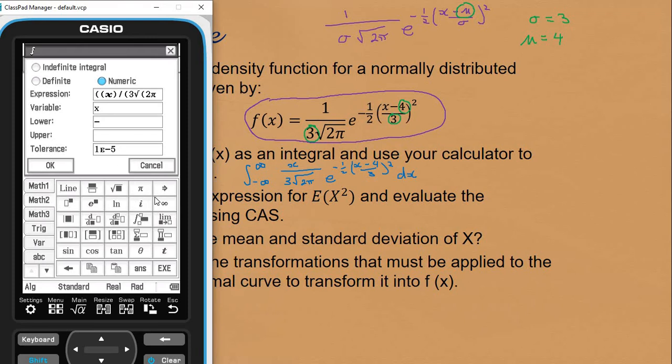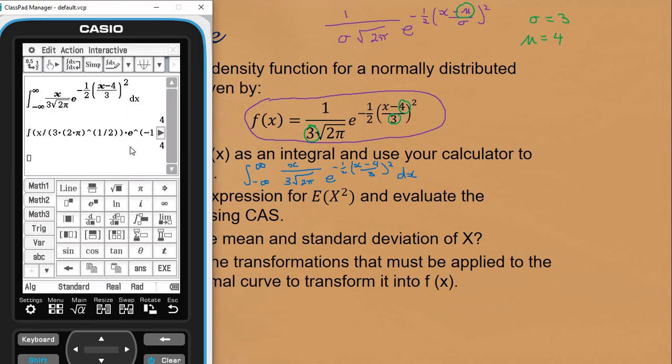So I would say my lower limit, my lower terminal is negative infinity, my upper terminal is infinity. The tolerance is to do with how accurate we want to be, and click OK, and it will evaluate for you this way as well.